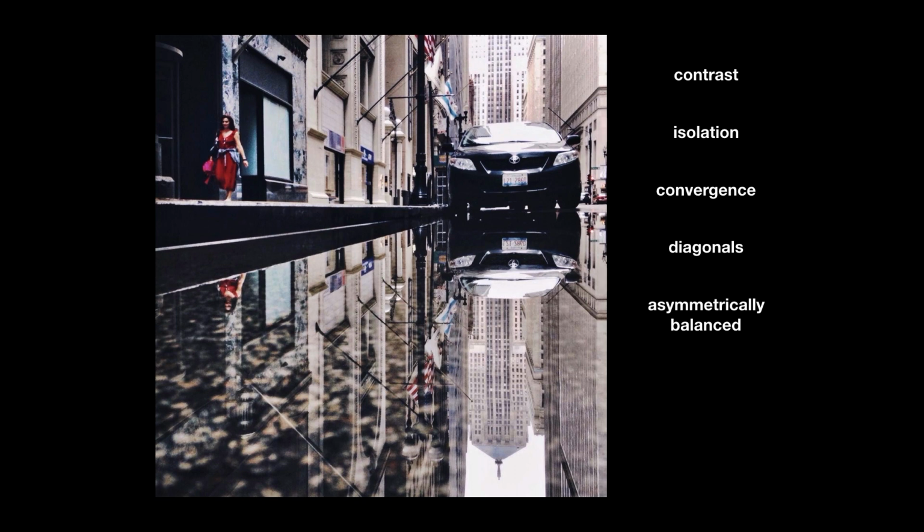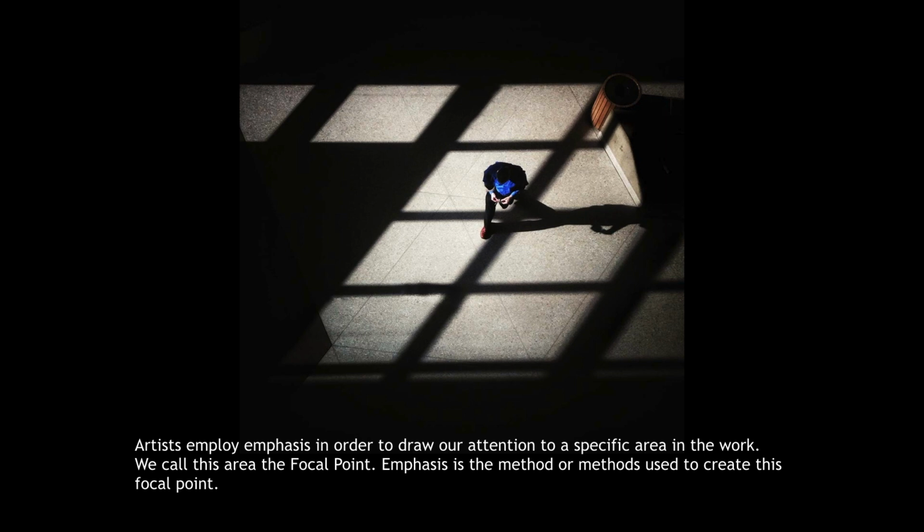And the convergence, and another strong diagonal here. Not that I don't see this image operating with the rule of thirds, but I do see a strong diagonal both on the left and the right. And again, asymmetrically balanced. So just to recap here, artists employ emphasis in order to draw our attention to a specific area in the work. We call this area the focal point. Emphasis is the method or methods used to create this focal point.